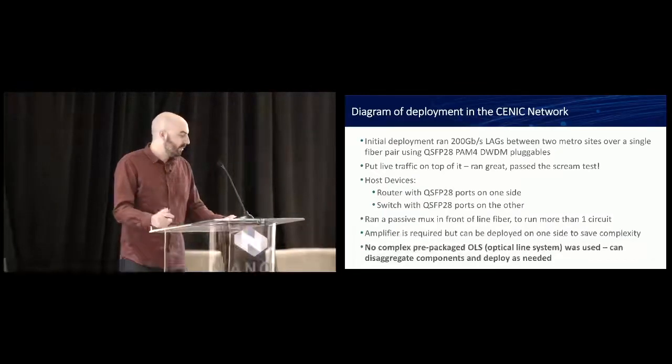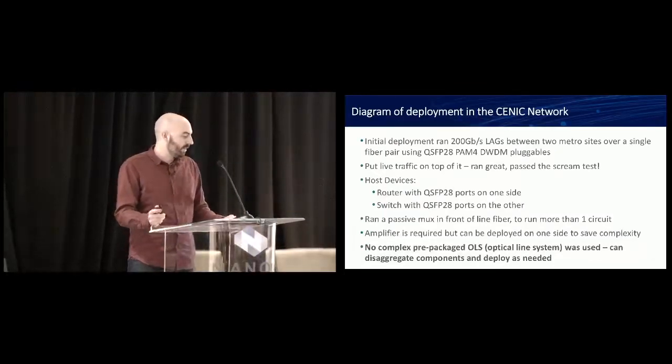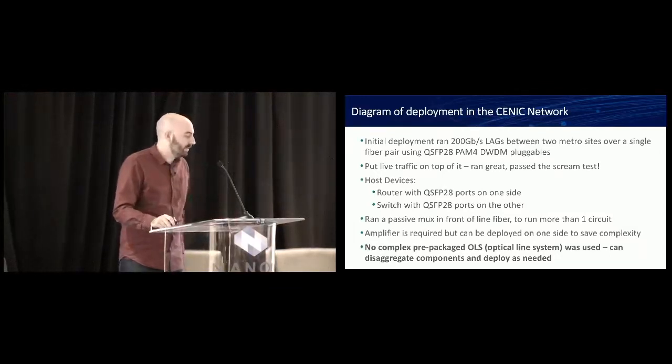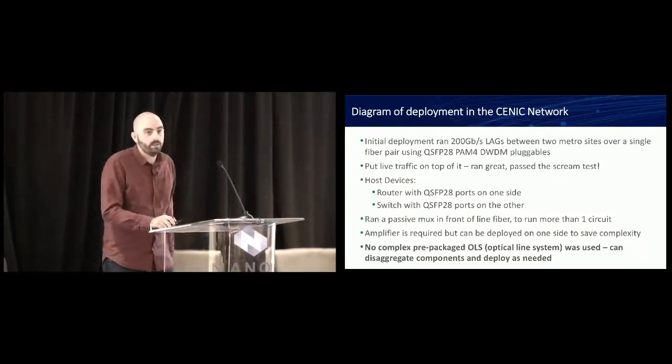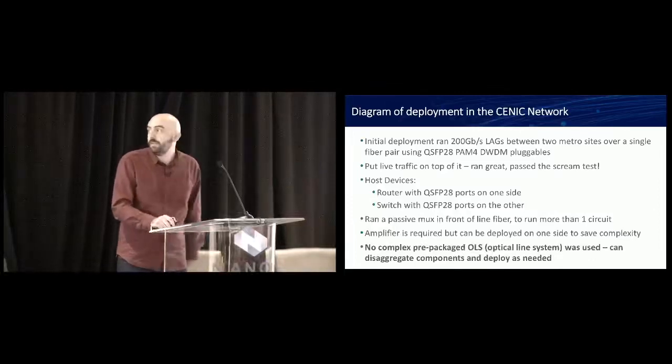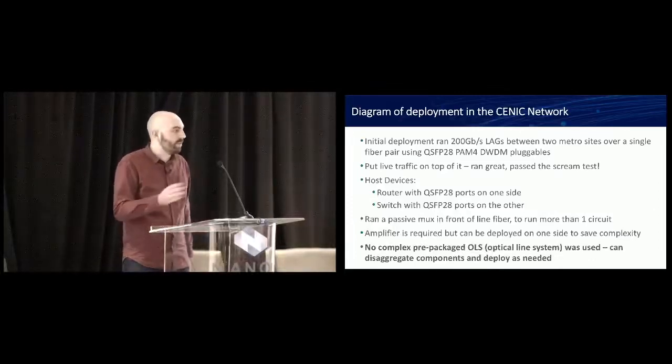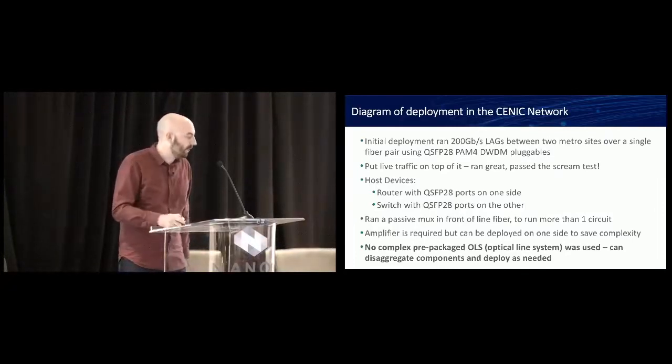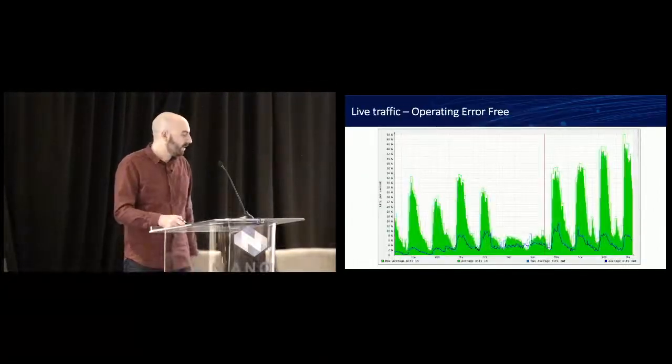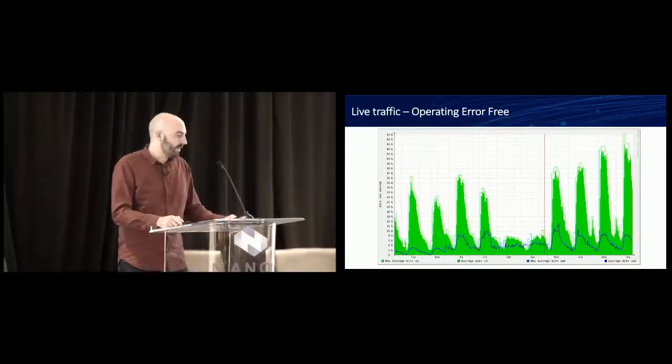One of the main things about this is that we didn't have to have a complex prepackaged optical line system. We were able to disaggregate the components and deploy them as needed. For this instance, we didn't put any DCU in front, and we just used an amplifier on the one side versus having it on both sides. So we were able to deploy exactly where we needed to. Here's a view of the live traffic that we ran on there. You can see it picked up to about 50 gigs on Thursday there, across the trunks.